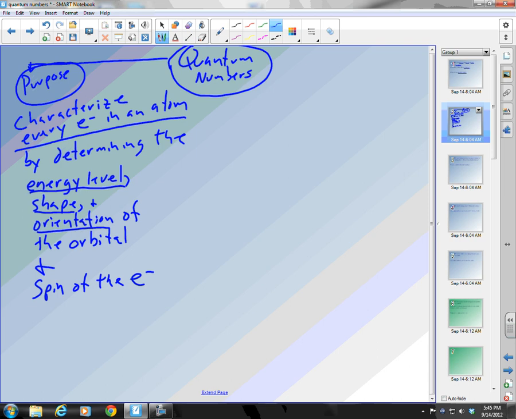Good. So now, that's kind of the purpose, the reason why. Now let's go over here and discuss the quantum numbers. What are the big four, the four quantum numbers? The four quantum numbers. Now we're going to need a lot of space, folks. So on your paper, make sure you have a lot of space.